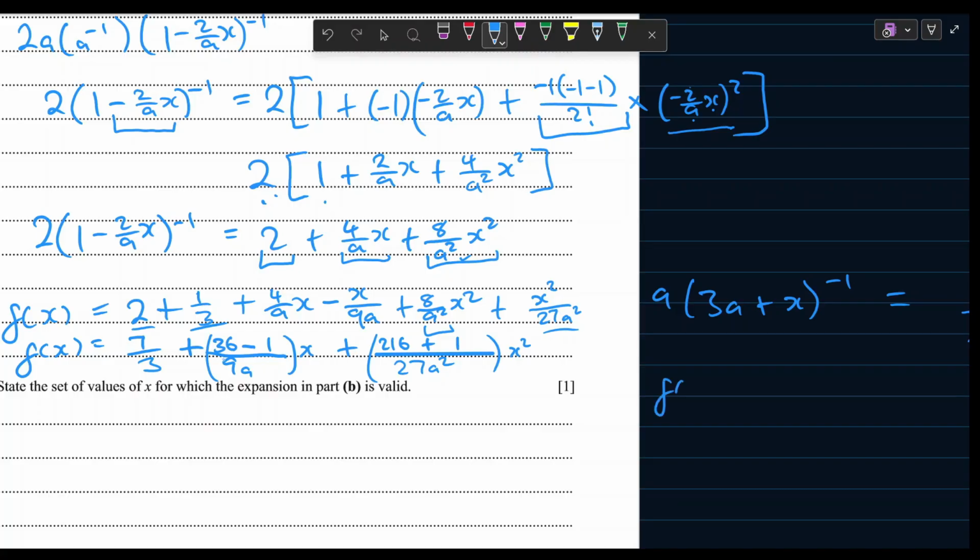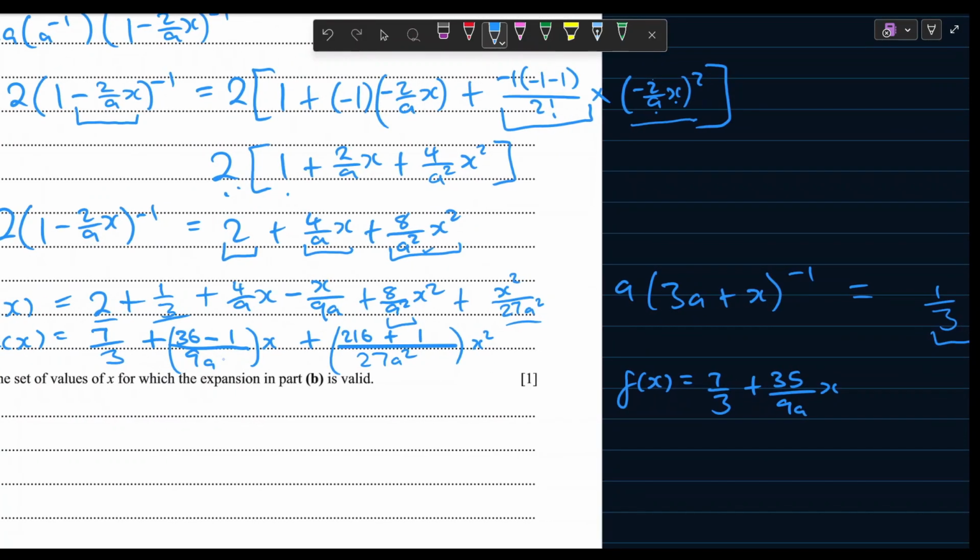So it means that f of x must be equal to, the constant is fine, it's 7 over 3. Then here we've got 36 minus 1, so that's 35, and this is over 9ax. And then here we've got 216 plus 1, so that's plus 217 over 27a squared, and this is x squared. Can we simplify any of this further? No, 217 over 27. And so this would be the expansion of f of x up to and including the term in x squared.